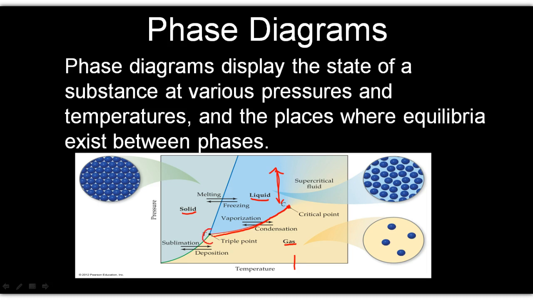Triple point, just to mention, is where you have a very specific temperature and pressure at which you can get the substance to exist in all three phases. And it only happens at one particular temperature and pressure.